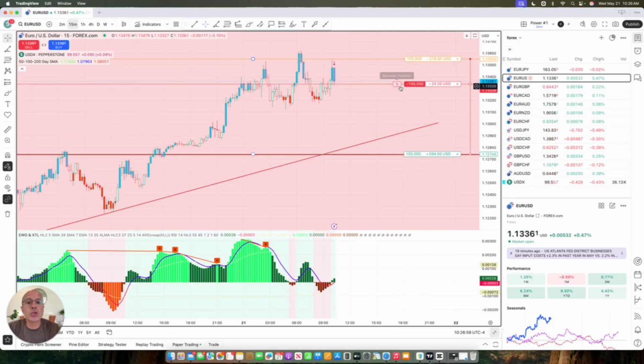So that soon as the euro breaks down this low, I'm going to bring my stop loss on top of my order, and then I'm risk free, no worries at all.